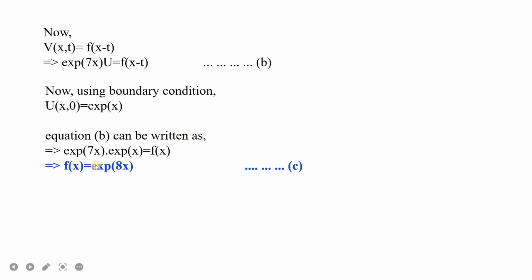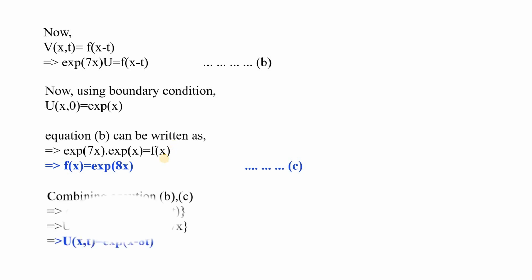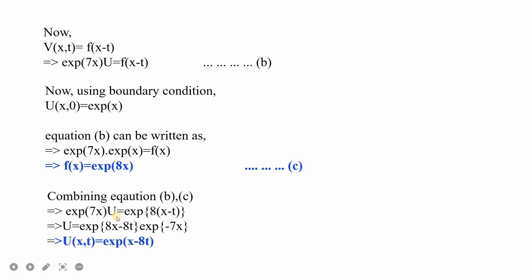Now putting the function f into equation B, we get e^(7x) u equal to e^(8(x minus t)), because f is a function of x minus t. So ultimately we find u equal to e^(x minus 8t). This is the required solution.